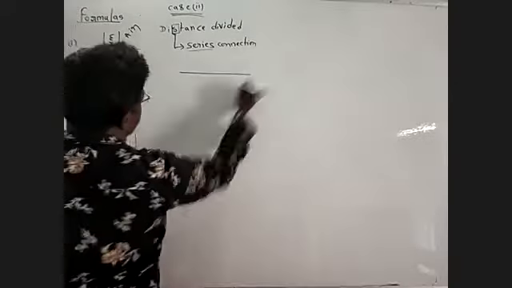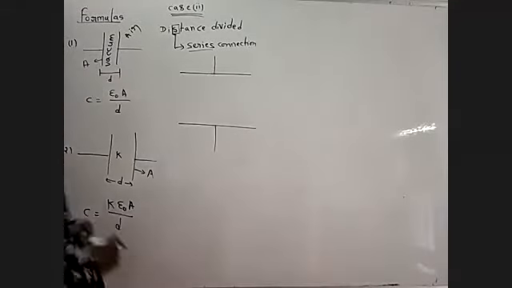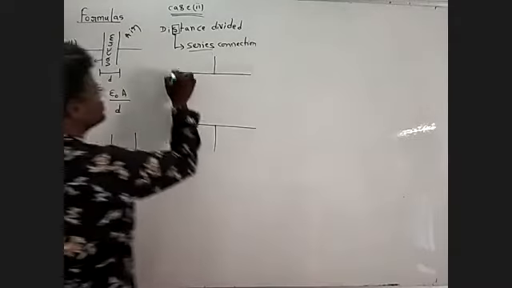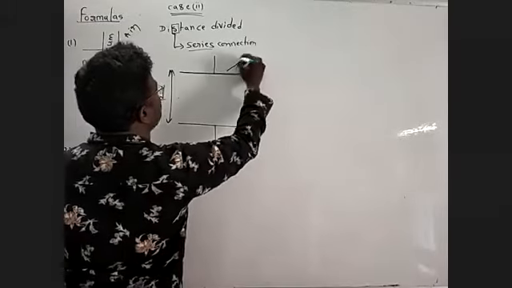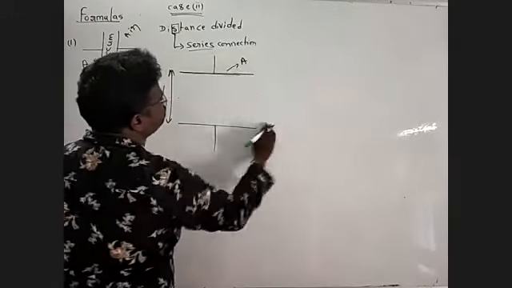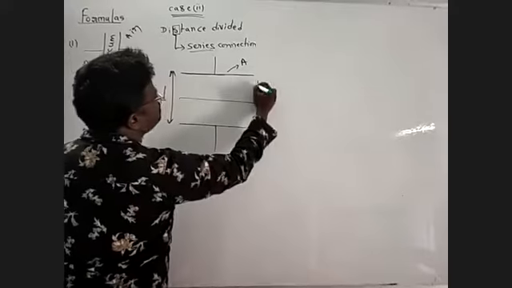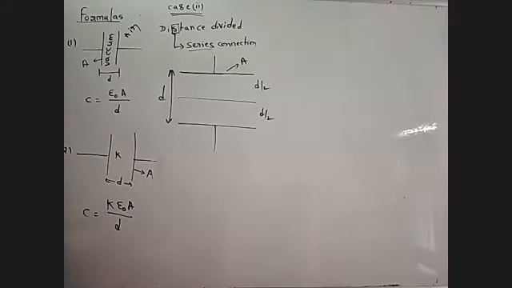This is a parallel plate capacitor. It can be divided into two equal parts. This is the distance between the two plates, and this is the cross-sectional area A. The distance can be divided into two parts, D by 2 and D by 2.